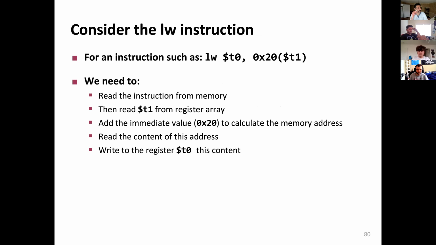So now let's start with a particular example to make sense of how it looks. We start with load word. And you remember load word, we have a register here, T0, and we have an address, a base address plus an offset. So we want to read the instruction from the memory, that's the fetching, and then read T1, this is the base address, from the register array, and then add the immediate value, like 20 in hex, to calculate the memory address. Now we have the memory address, we want to retrieve the content. Read the content of this address and write it back to register T0. This is the semantic of load word that you're aware of, okay? So this semantic is well defined, very clear. And now we want to implement it.